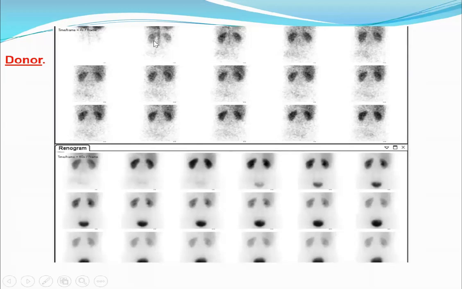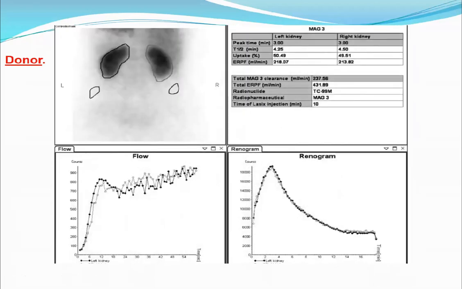And when we take region of interest for both kidneys to calculate split renal function, this is the result. The left kidney is 50.5%, and the right kidney is 49.5%. So we will choose this right kidney for transplant.